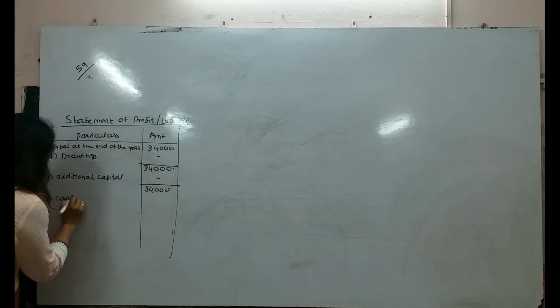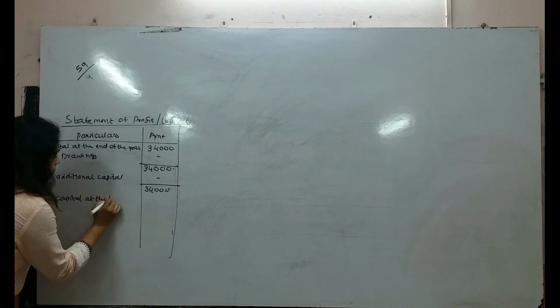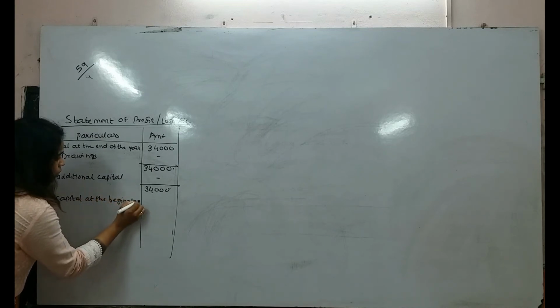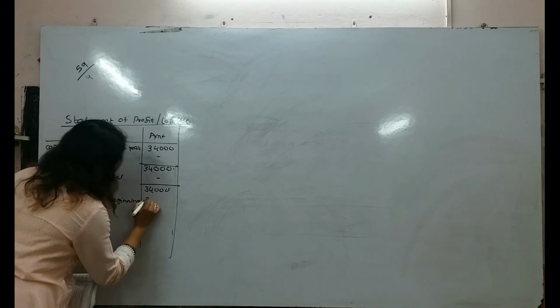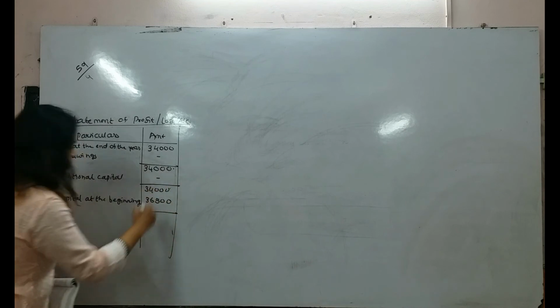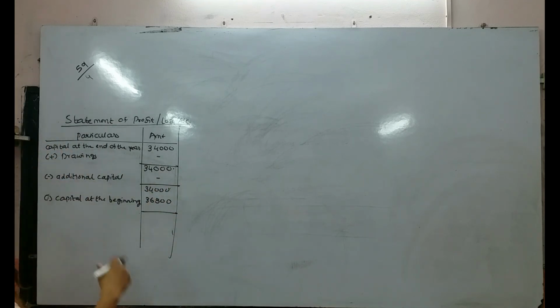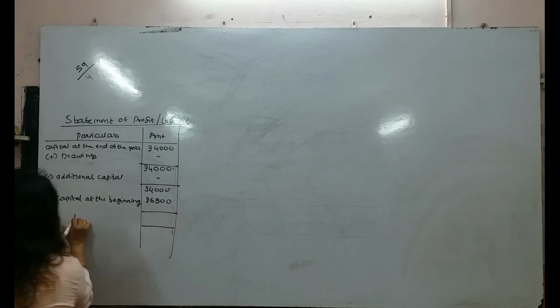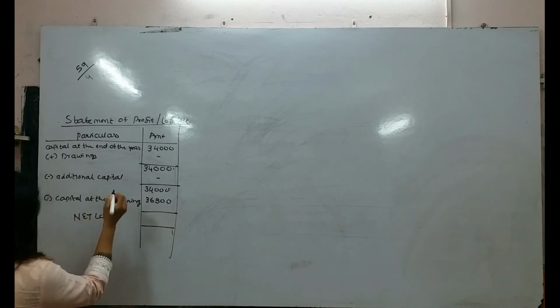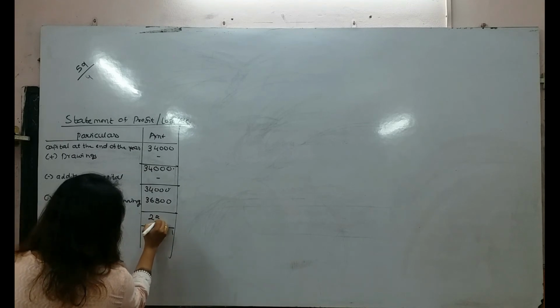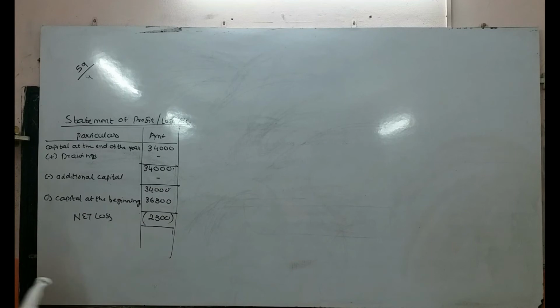Less capital at the beginning of the year. How much was it? It was 36,500. So obviously we are getting the answer in negative. It means there is a net loss. How much? Net loss will be 2,500. Because we are getting the answer in negative, that's why it is a loss. And to show the loss, I am putting this in a bracket. So this was problem number 4, very easy. We just substituted the amounts in the given format and we got the answer.